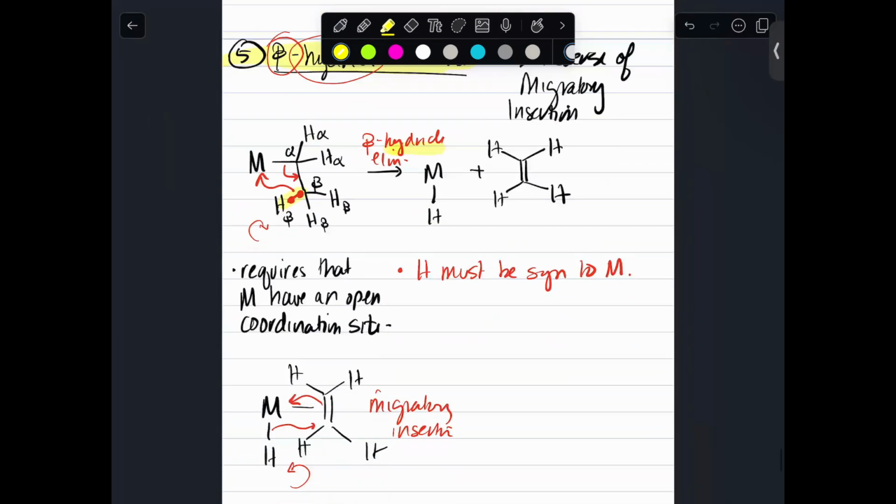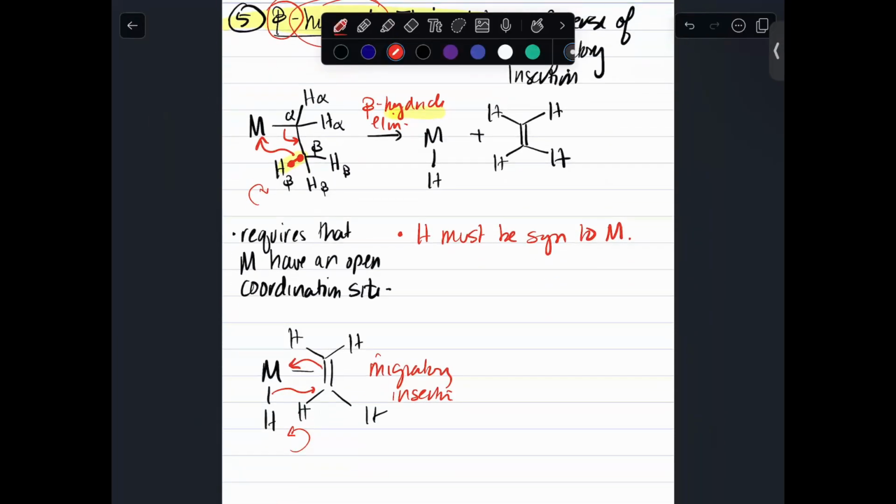Okay. So for beta hydride elimination to occur, again, the hydrogen and the metal must be syn or cis, which makes sense since it's the complete reverse: the hydrogen must be syn or cis to the metal. Okay?